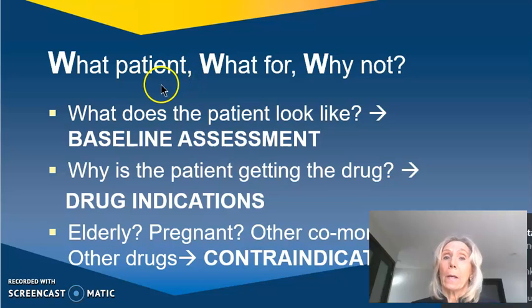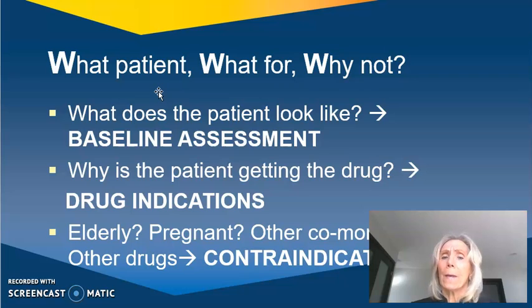And we just talked about that. He's got some shortness of breath. He's got some swelling in his extremities. He's having a little bit of trouble breathing. And that's what he looks like now. So that's our baseline assessment, and that's important because in order for us to really know whether the drug is working, we want to see improvement in that baseline assessment.